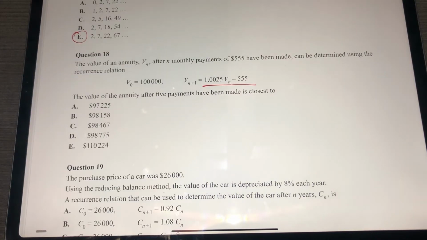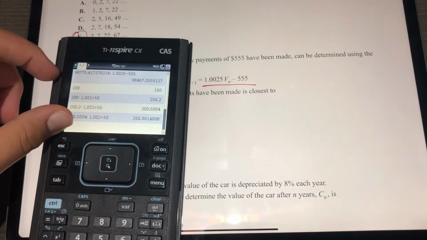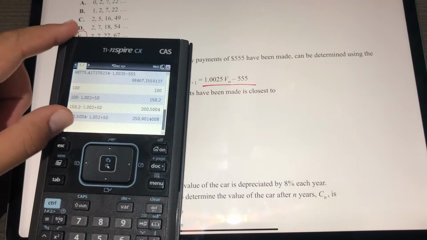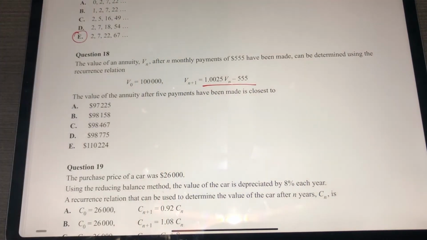So therefore, after 5 payments here, our answer is 98,467, and that's C. So C is our answer.